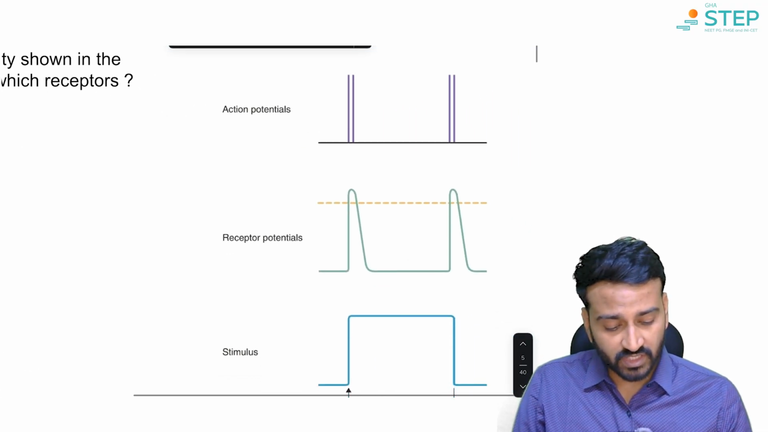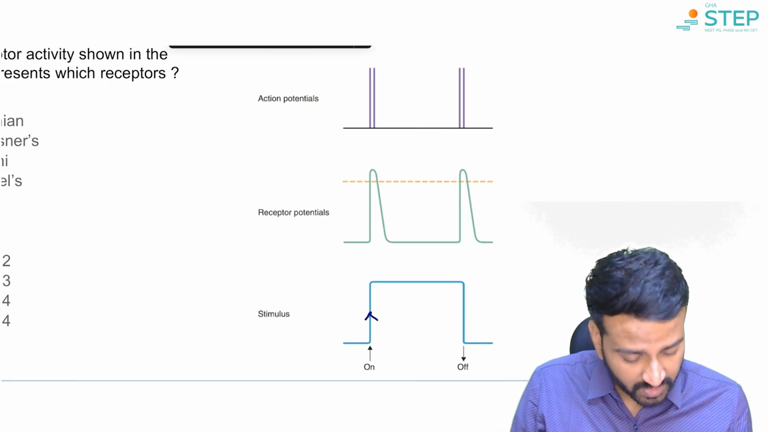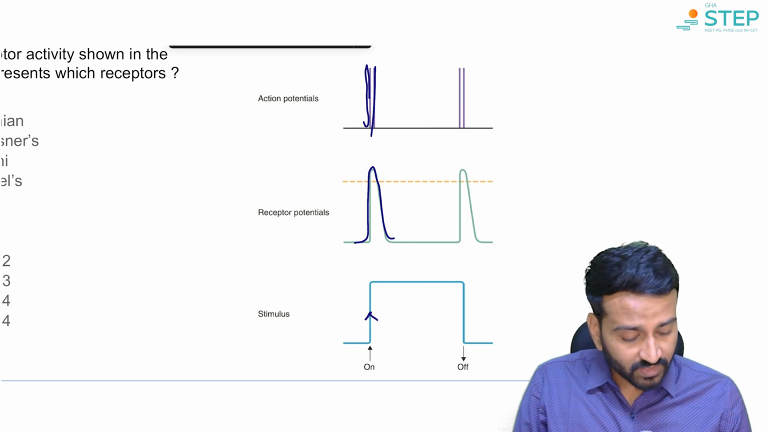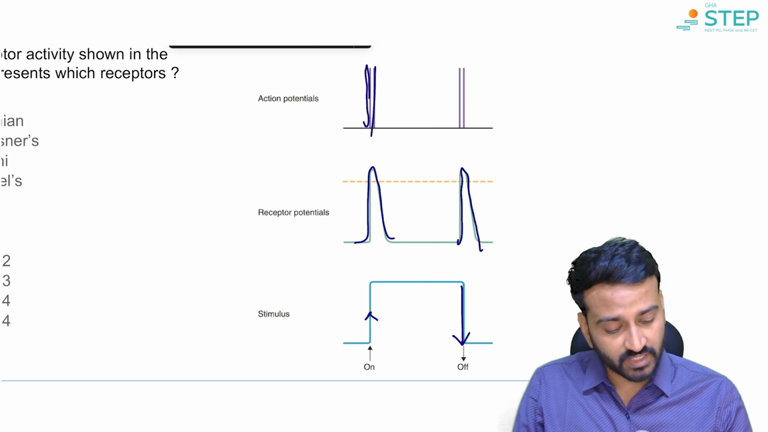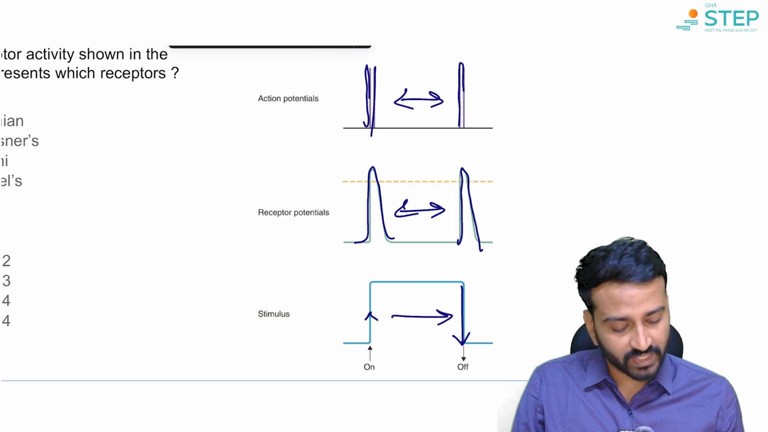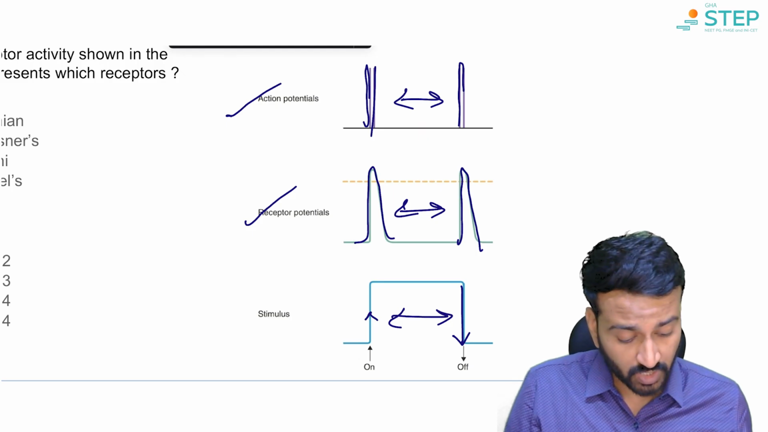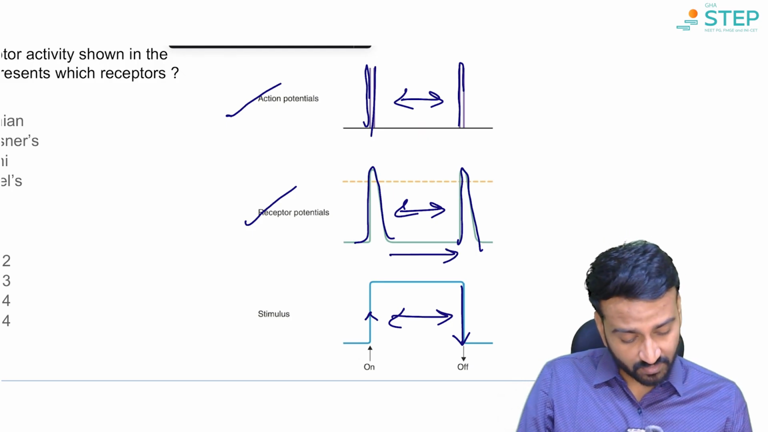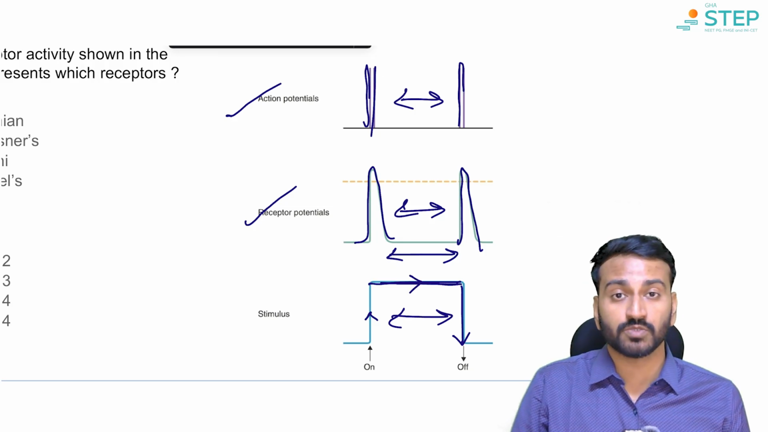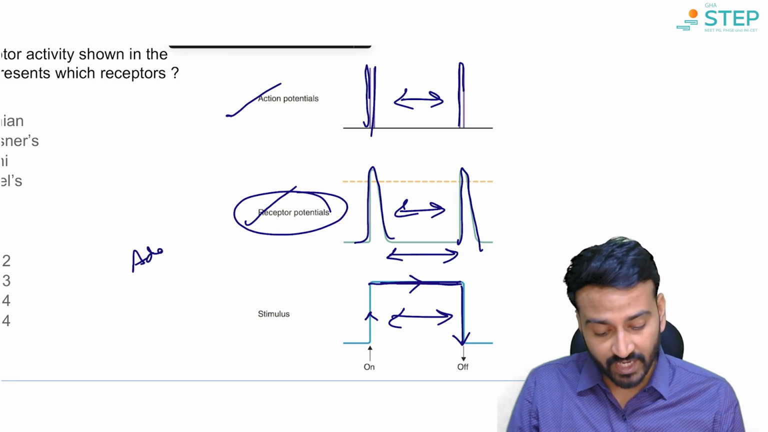Moving ahead, the receptor activity shown in the figure represents which receptors? See here, there is a stimulus, right? There is a receptor potential and there is an action potential. When the stimulus is off, there is again a receptor potential and an action potential. In between these, there is no discharge from the receptor. There are no action potentials produced. That means during this time, even if the stimulus is continuously present, there is no response from the receptor. That means the receptors have adapted.